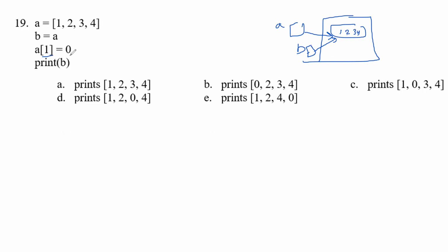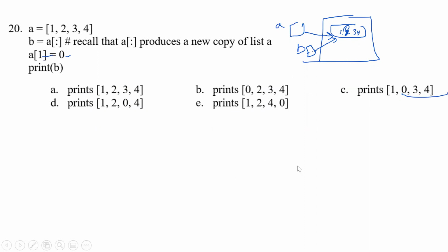So I said A1 equals 0. It means go to here, and instead of the 2, put 0. Now, if I'm printing B again, B is still pointing to the same place, so it's going to be this. Clear? This one is easy, I guess. Let's go to the next one.